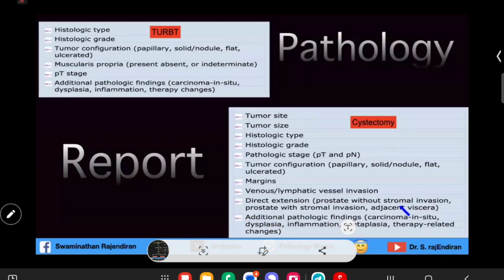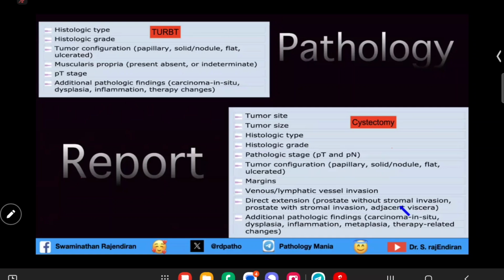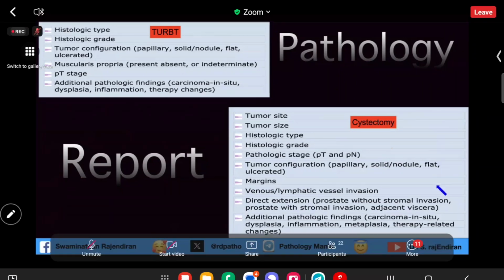And what are all the things you have to mention in the report? In TURBT, you have to mention the histological type, grade, tumor configuration, whether it is papillary or solid, whether muscularis propria is present, and if it is present, whether it is invaded by the tumor, and additional pathological findings: carcinoma in situ, dysplasia, inflammation, or therapy-related changes. In the cystectomy, in addition to that, you have to talk about the margins and direct extension to the adjacent structures. So these are all the points you have to mention in the pathology report of a bladder cancer.